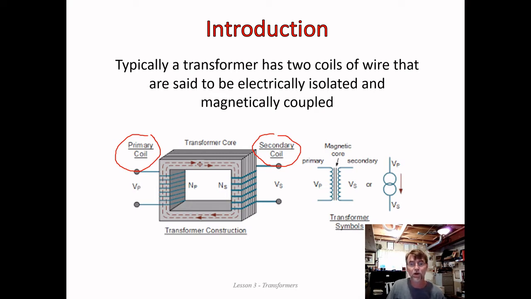So the secondary coil is recognized as a secondary coil because it's what provides voltage and current to the load, whatever we connect to this transformer. Okay, so primary and secondary, those are two really big terms. We'll talk more about them when we get into the math, which comes in part 3 of this lesson.